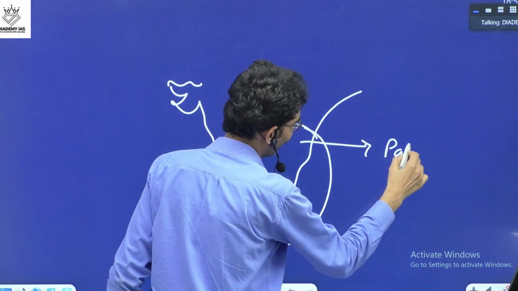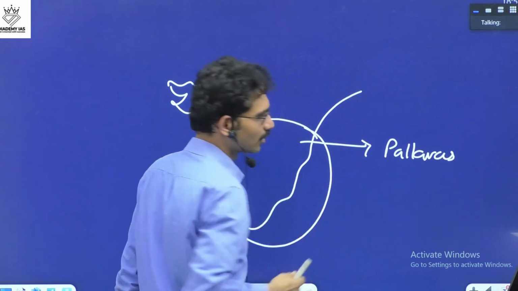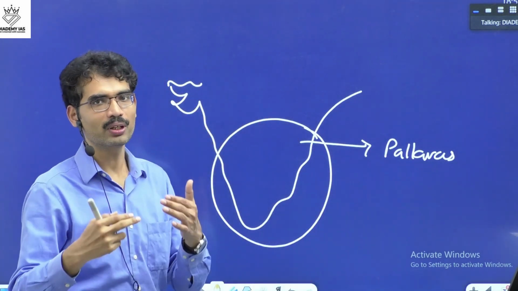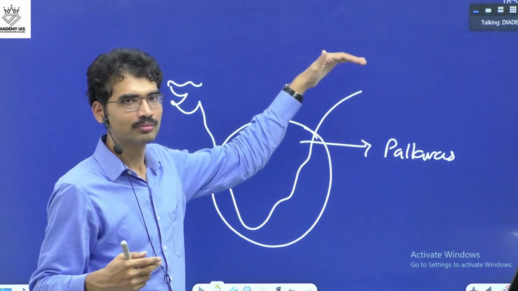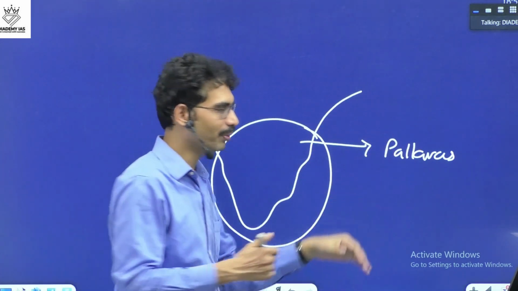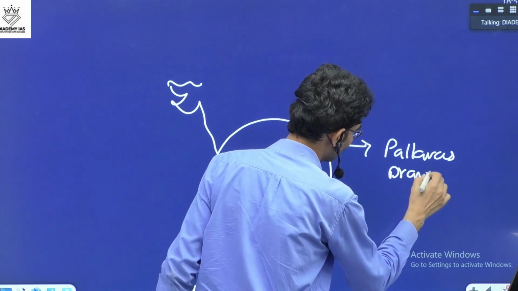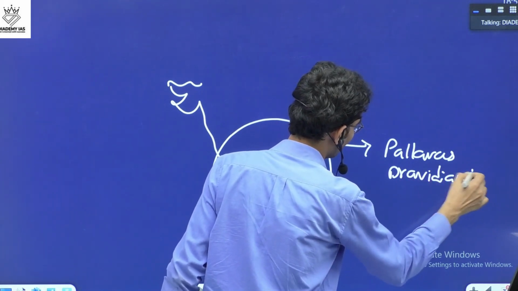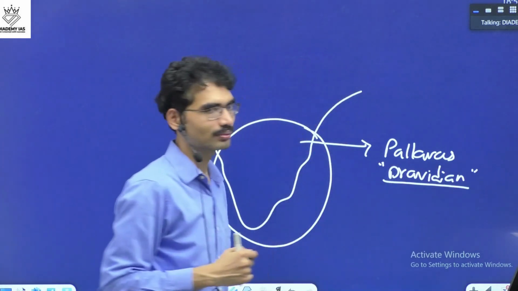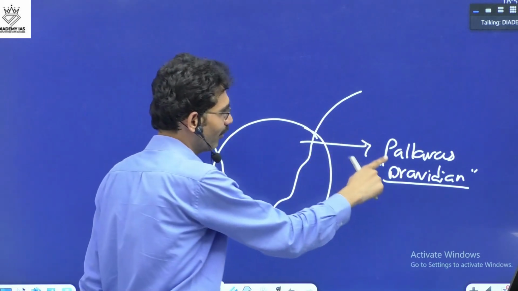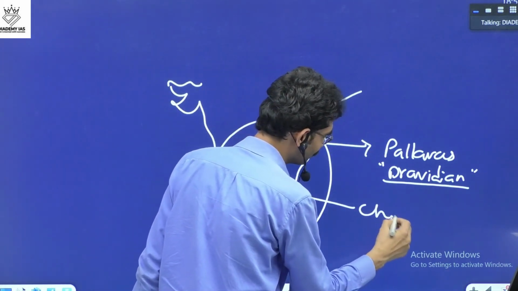Here, earlier Pallavas, during the Gupta time period, temple architecture started in North India. And during the Pallava time period, Dravidian architecture started. They laid the foundation for Dravidian architecture. In comparison with Pallavas, later Cholas will come.